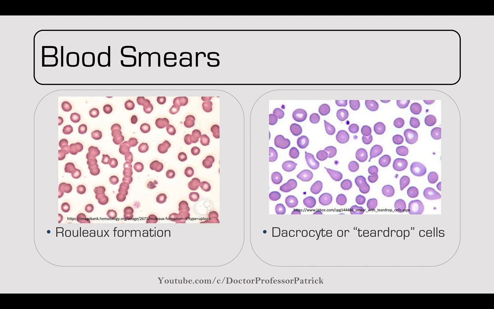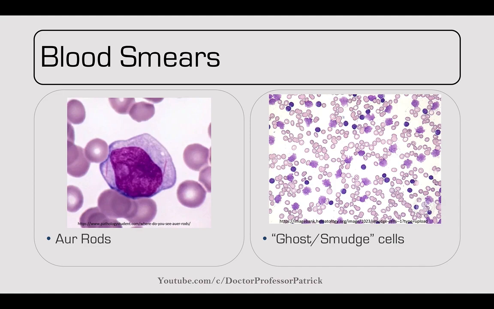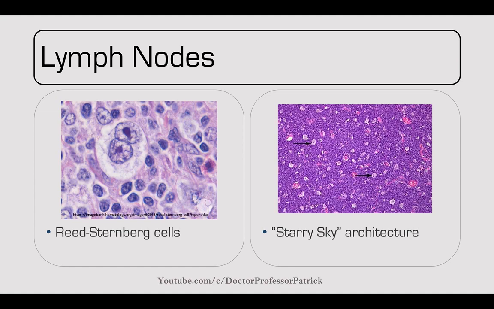Rouleaux formation, or coin stacking formation, common in multiple myeloma. Next is a dacrocyte, or teardrop cell. These are in myelofibrosis. There are Auer rods there, so small spindle-shaped orange rods. Next, there are ghost cells, or smudge cells. You can see they used to be lymphocytes, and their cytoplasm is kind of opened up.